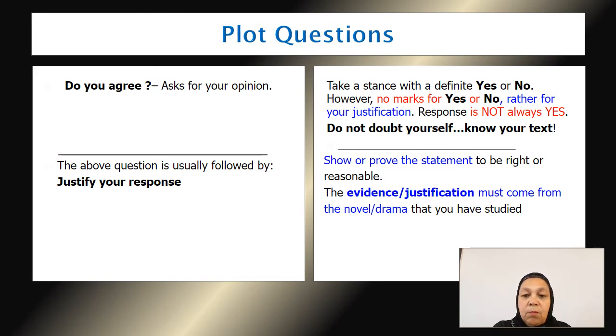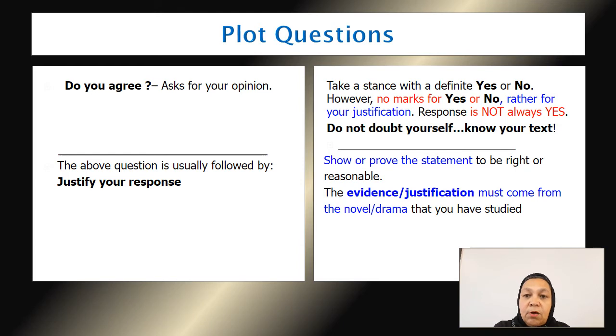So this is a combination question. The above question will usually be followed by the instruction, justify your response. So how do you justify your response? You show or prove your statement to be right or reasonable. And how do you do this? You use evidence or justification from the novel or the drama that you have studied.